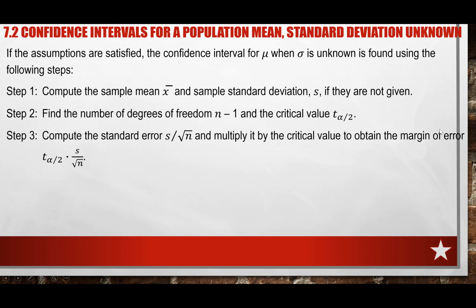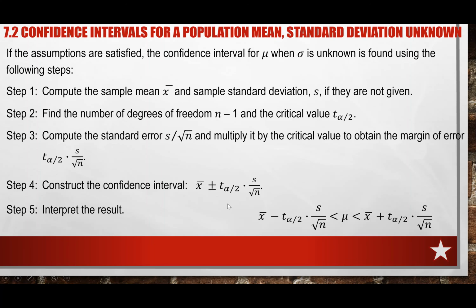Then we need to find the margin of error, which is just the critical value times the standard error. And once you have that, now we can construct the confidence interval: we take the point estimator, the x-bar, minus the margin of error to find the lower limit, and the point estimator plus the margin of error to find the upper limit. Once you have this, you have to interpret it. You have to say, based on this, we know that the population mean is between this range.